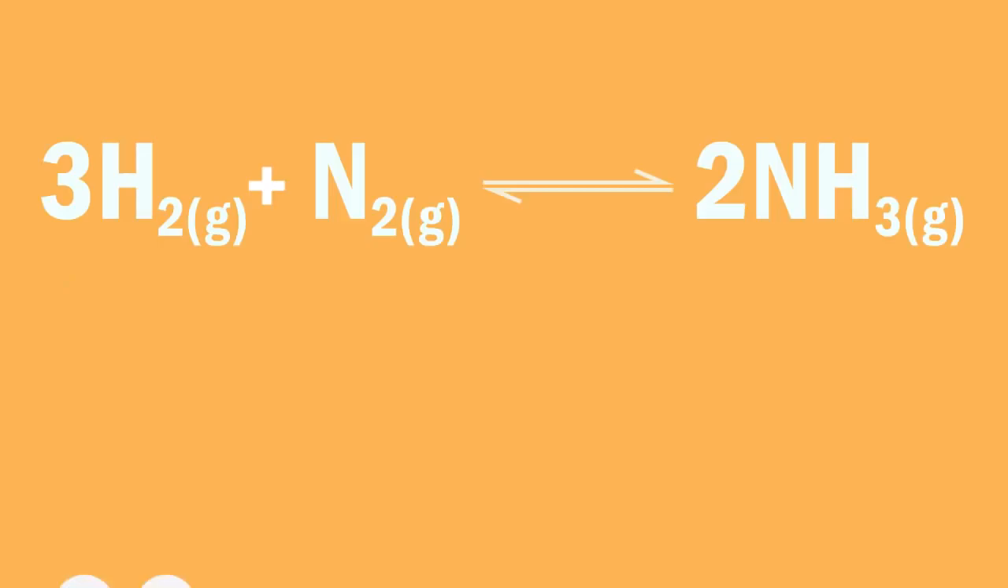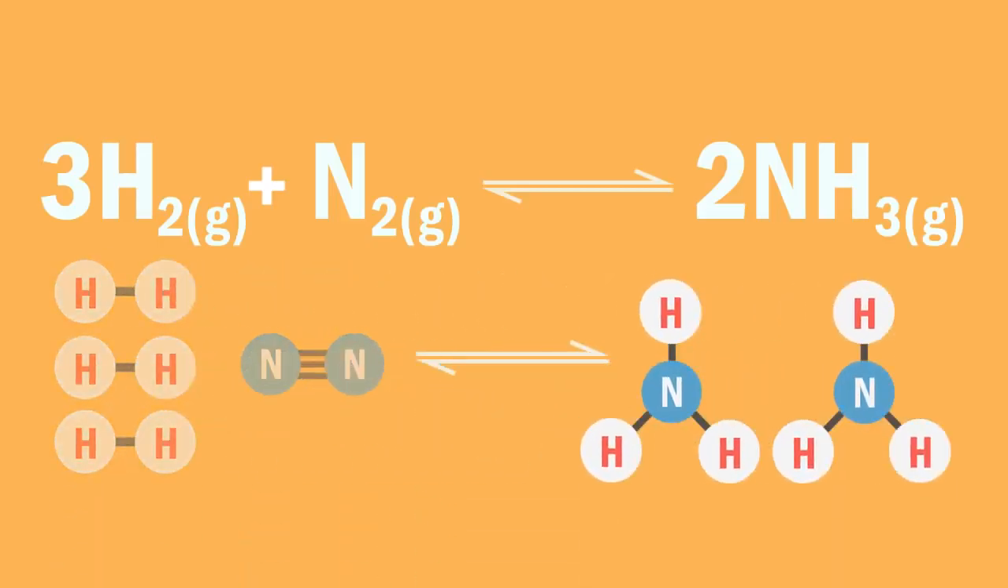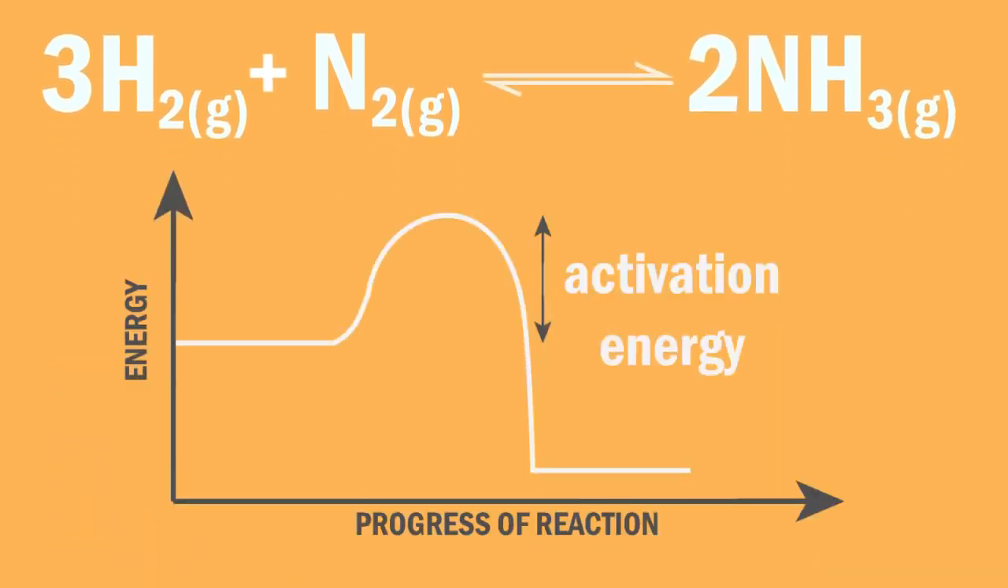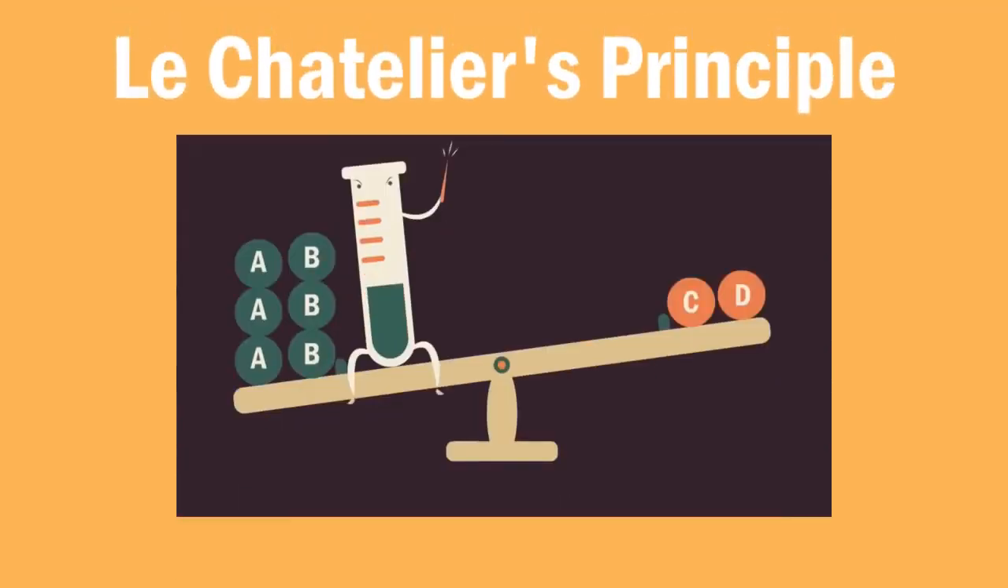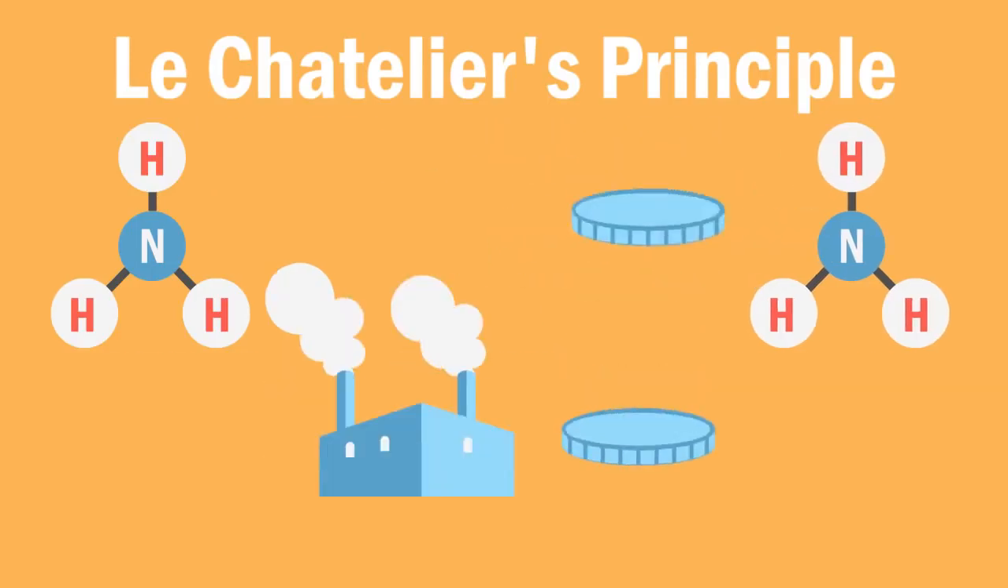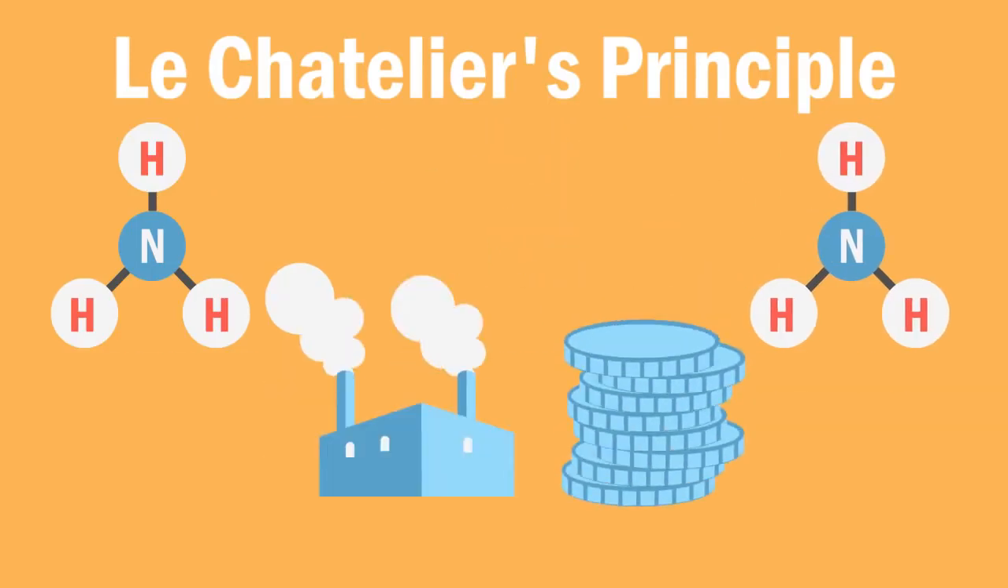Let's revisit this reaction again. Note that this is a reversible reaction and that the forward reaction is exothermic. The Haber process uses Le Chatelier's principle to maximize ammonia production while keeping operating and production costs in mind.